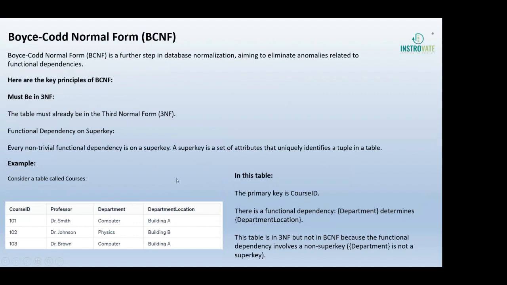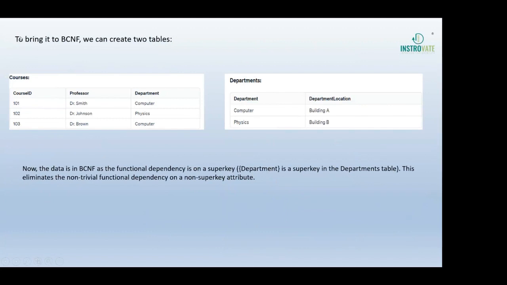And what is super key? Super key is a set of attributes that uniquely identifies a tuple in a table. So for that, first we need this department should be in super keys, and then after we can have the Boyce-Codd normal form.